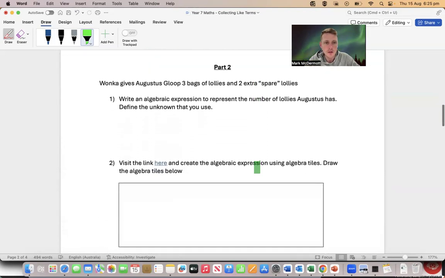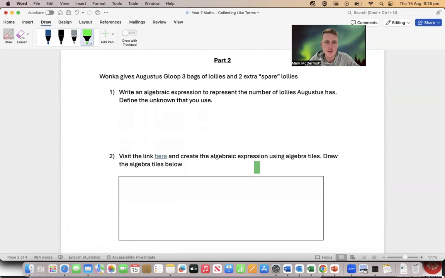Okay, part 2. Wonka gives Augustus Gloop 3 bags of lollies and 2 extra spare lollies. Write an expression to represent the number of lollies Augustus has. Define the unknown that you use. So he's going to get given some number of lollies plus the same number again. He's given 3 bags of lollies, and each bag has the same unknown amount in it. So we've got x plus x plus x plus 2 spare lollies.